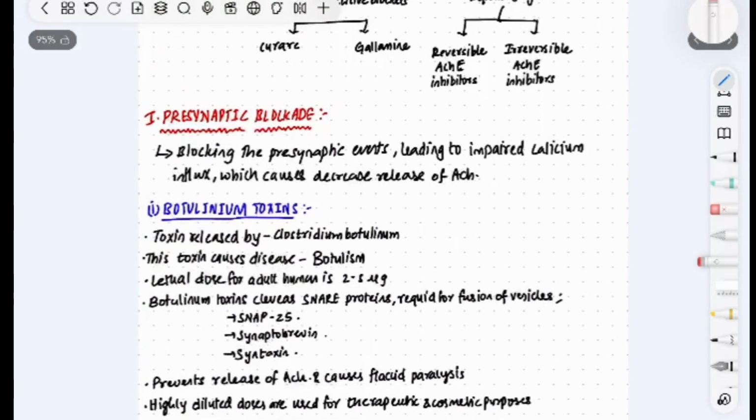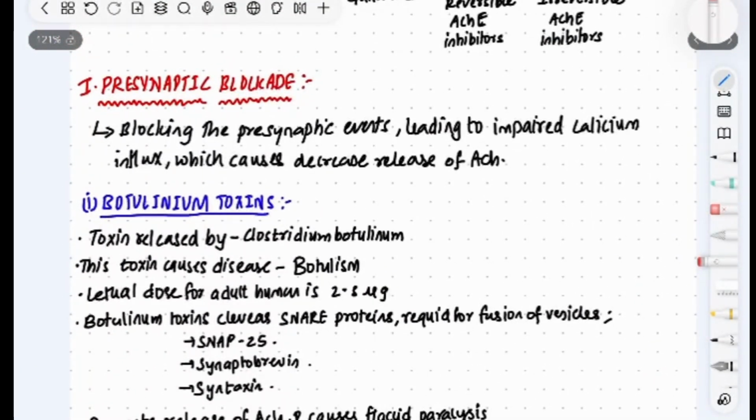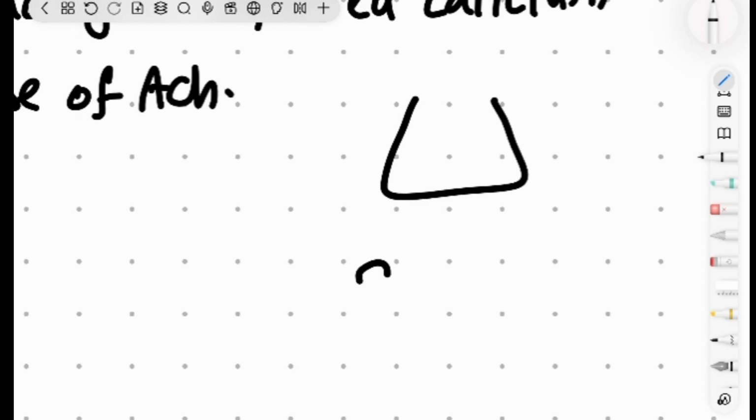Now, first we'll be discussing the presynaptic blockade. What do we exactly understand by this presynaptic blockade? These blockers block the presynaptic events, leading to impaired calcium influx, which causes a decrease in the release of acetylcholine.